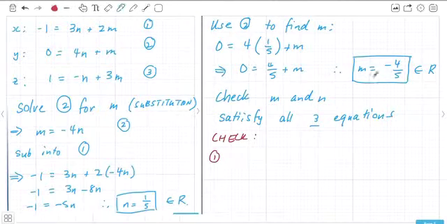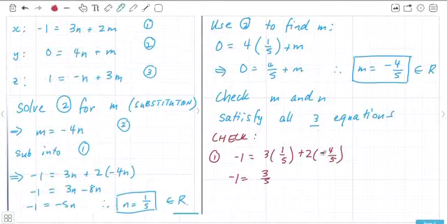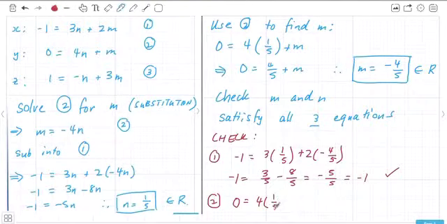So for 1, we'll chuck in the m and the n, so we've got -1 equals 3 times 1/5 plus 2 times -4/5. -1 equals, that's 3/5, and this would be -8/5, which equals -5/5, which equals -1, so that's fine. The second expression, let's substitute m and n into the second expression. So 0 equals 4 times n, which is 1/5, plus m, which is -4/5. And you can see straight away that you've got 4/5 minus 4/5, which is 0, so that's fine.